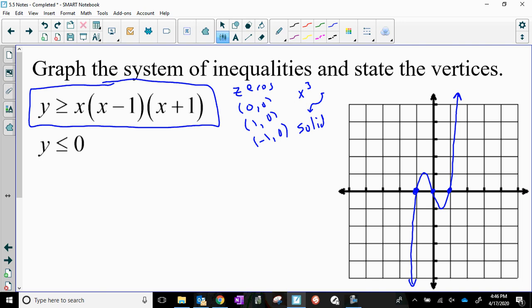The last thing I have to do is shade. Notice 0, 0 is a very, very bad test point because my graph goes through 0, 0. So how about I pick something like 0, 1 as a test point? I'm going to test 0, 1. When I put 0 on the right side, it gets 0 times a bunch of stuff, which is 0. And that is a true statement. So I'm going to shade above the curve in this problem.